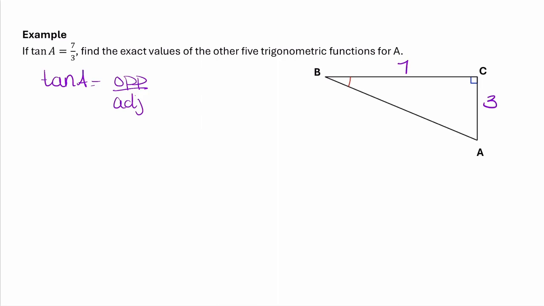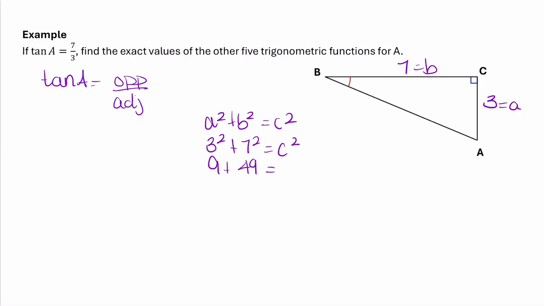Now let's find the hypotenuse, right? This right triangle is kind of upside down, but remember that these values we have are actually the legs. So we have a squared plus b squared equals c squared. So 3 squared plus 7 squared equals c squared. So we have 9 plus 49 equals c squared. So we have 58 equals c squared. That means the square root of 58 equals c. Now let's go ahead and find the other 5 trig functions.